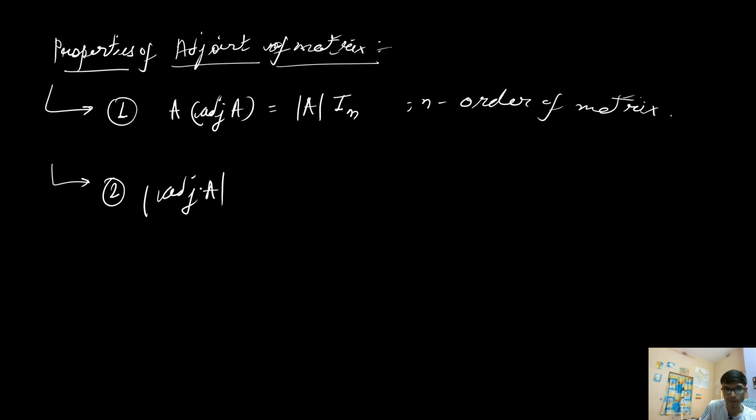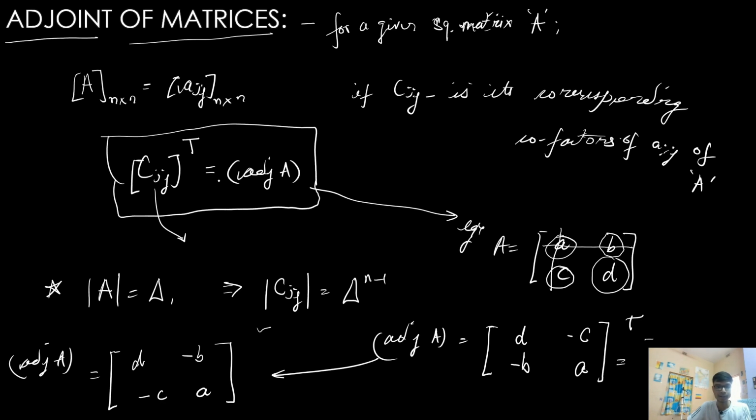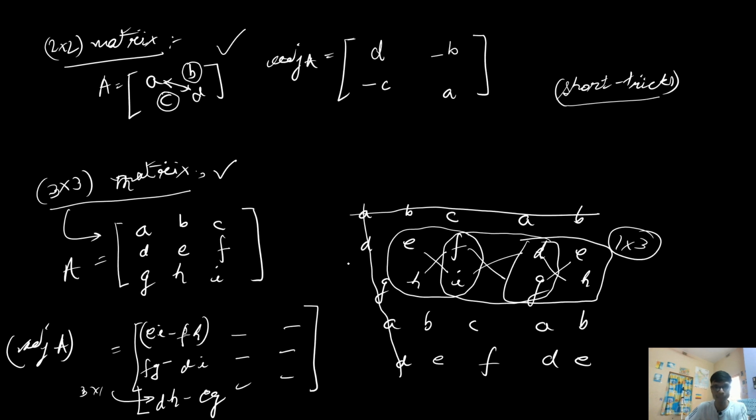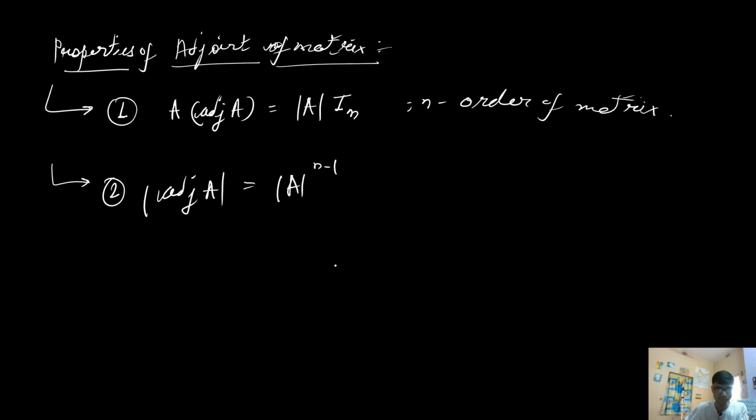The determinant of adjoint of A is equal to determinant of A to the power n minus 1. I have already talked about this property while discussing determinants. If the determinant of A is delta and we replace the elements with their cofactors, the determinant value becomes delta to the power n minus 1. And if I take the transpose, the determinant value doesn't change, since the determinant of A and the determinant of transpose of A are the same. So this result can be obtained.